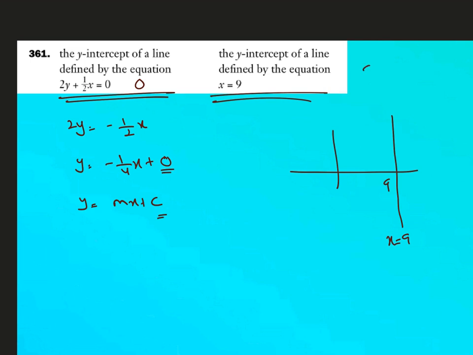So I cannot say the c is 0 here, because that would mean the line passes through here, which is not the case. So there is something which does not exist, and when you don't have anything, you cannot compare it. There is no comparison here. So not existing does not mean it's 0. It just means you cannot compare it.